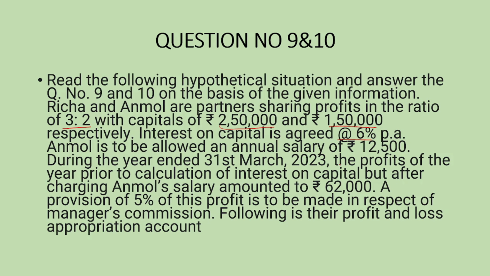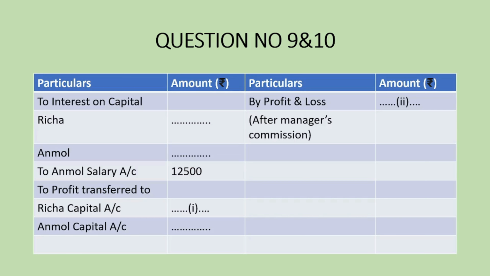Anmol is allowed an annual salary of rupees 12,500. At the end of the year, March 31st 2023, the profit of the year prior to the calculation of interest on capital but after charging Anmol's salary amounted to 62,000. A provision of 5% is to be made in respect of the manager's commission. Following is a profit and loss account, and this is the profit and loss account that is given over here.